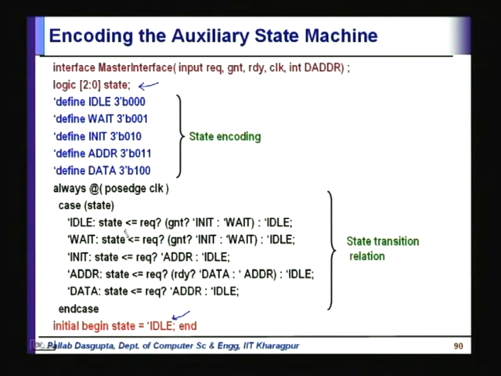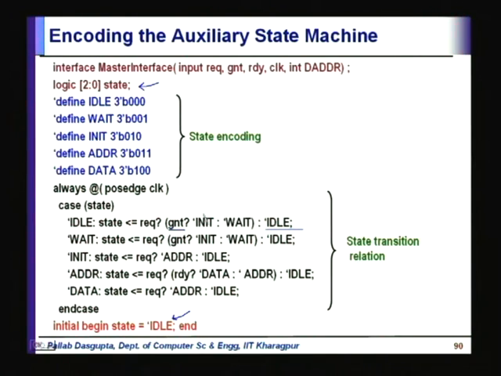Now let us look at any of these transitions. When we are in the idle state, so case state idle, if there is no request, if request is false, then the next state is idle. So state <= idle. If request is high, then we check, do we already have grant?